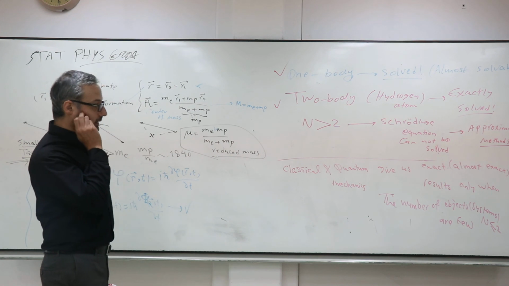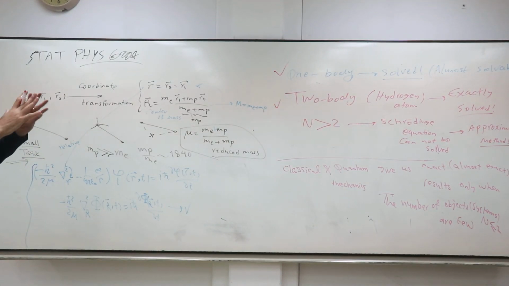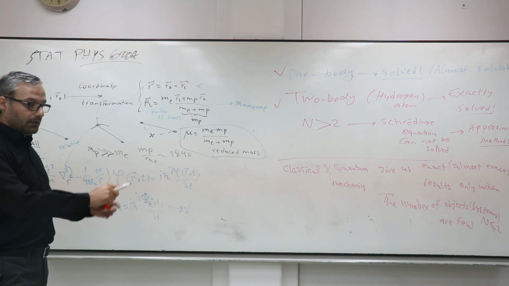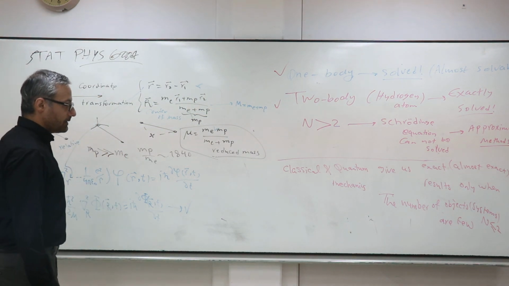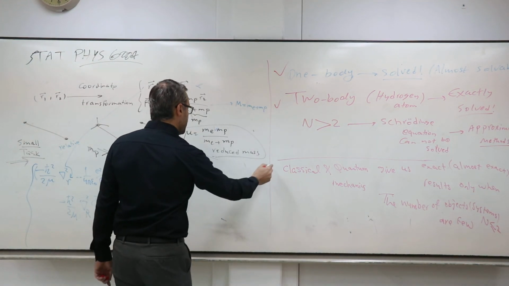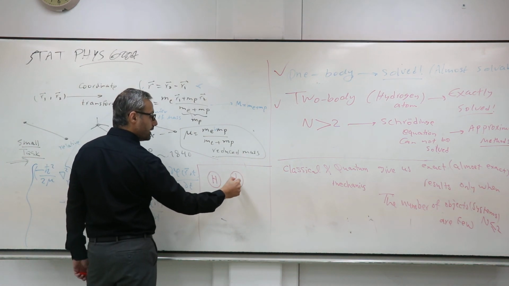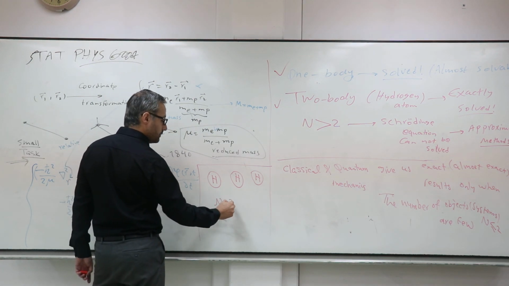For example, there is a problem called the three-body problem, like moon, earth, and sun. It cannot be solved exactly. You cannot find the exact path of that. It's an approximation. So we talked about the particle, but look at that. If we have one hydrogen atom here, one here, and one here, we have three hydrogen atoms.